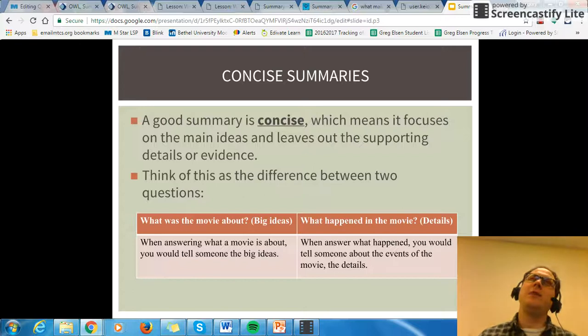Think of it as the difference between these two questions. What was a movie about versus what happened in a movie, right? So when somebody asks you what a movie is about, you might tell them the general ideas of the movie, where it was set, who's in it, generally what's going on. When somebody asks you what happened in the movie, you might give them the story, like the details of what actually happened. So two different questions. What was it about versus what happened?